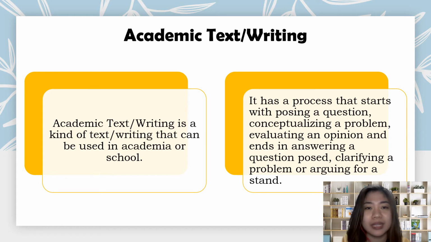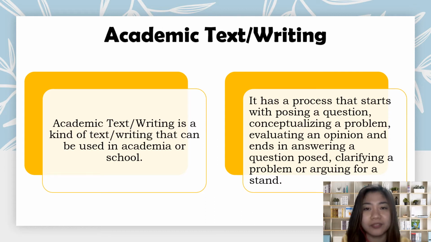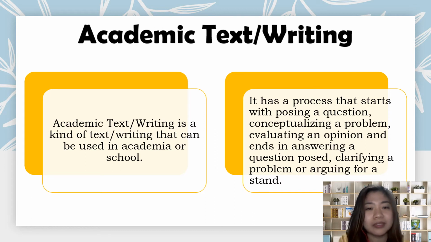Okay, so let us now proceed with the term academic text or academic writing itself. Academic text or writing is a kind of writing or text that can be used in academia or school. It has a process that starts with posing a question, conceptualizing a problem, evaluating an opinion, and ends in answering a question posed, clarifying a problem, or arguing for a stand. Meaning to say, you are writing an academic text if you want a problem or topic to clarify or argue on, or if you want to have your stand or opinion be heard.